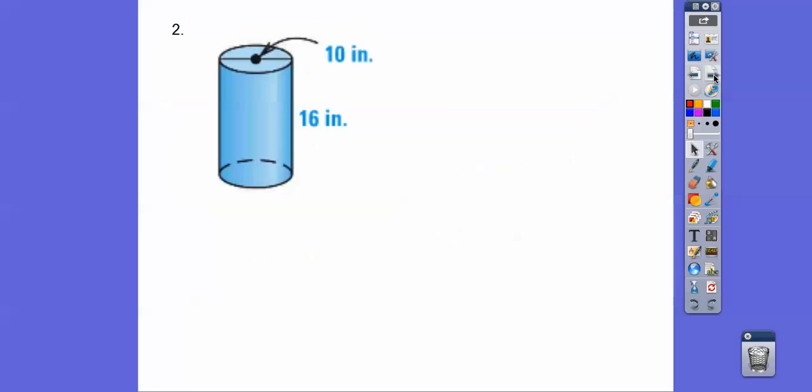Let's try one more with the diameter. Okay, so the radius, we need the radius. The radius is 5. Okay, so 2 pi r squared plus 2 pi r h. Crank it all out, and we get about 210 pi inches squared. That's exact, and about 659.4 inches squared.